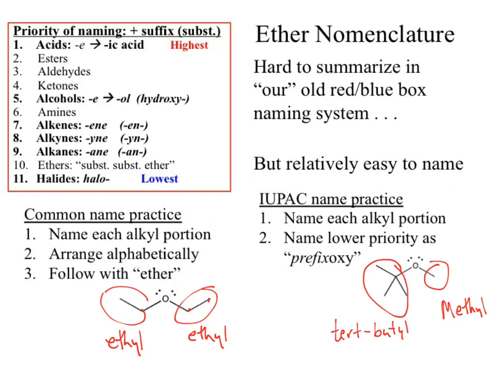How come I didn't include the t in the alphabetical ordering? Prefixes don't matter for the alphabet, so don't worry about that. We'll go based off of the B. B comes before M. Okay. Questions on the common names? Fairly straightforward. What happens when we jump to IUPAC?